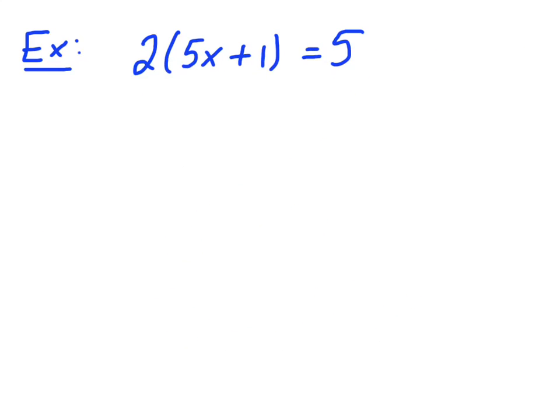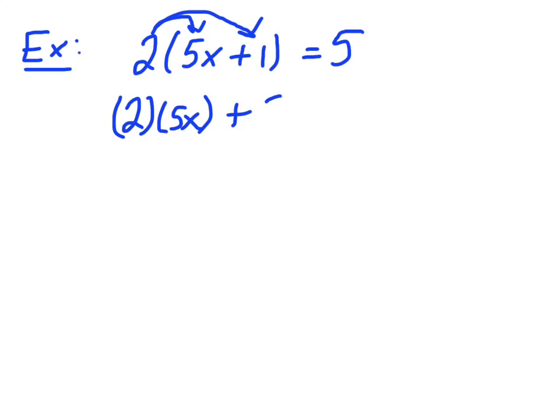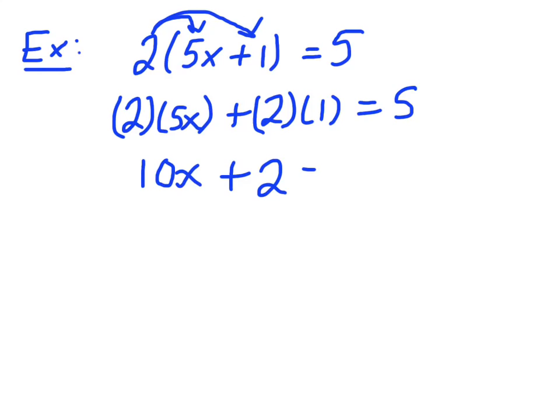So when we have something like this, we have to solve for x. The first thing we do is we distribute to each term inside the bracket. So we go to the 5x, and then we go to the 1. So we end up with 2 times 5x plus 2 times 1, and that's equal to 5. So then we multiply these two: 2 times 5x is 10x, plus 2 is equal to 5.